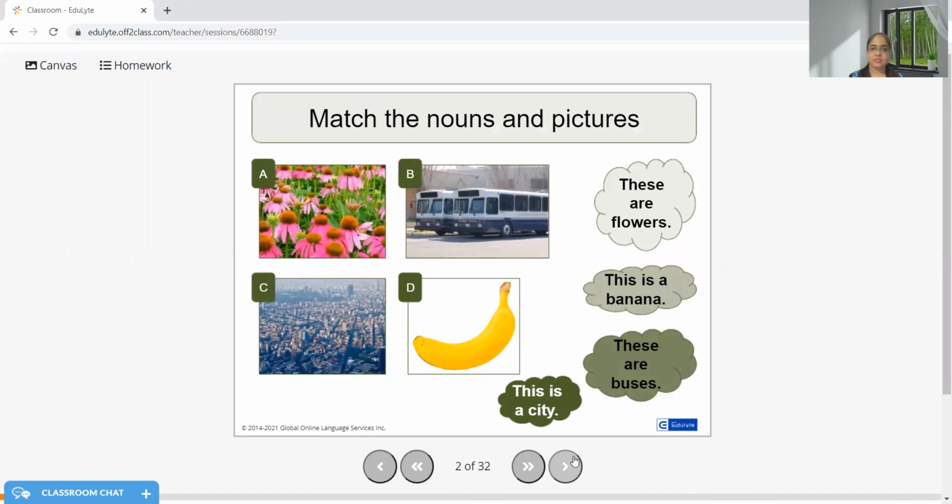These are flowers. This is a banana. These are buses. This is a city. Now, we need to be very careful that if we have plural, we are not using a or an before that, because as I mentioned in my previous video, a is used when we are referring to one particular object, which are consonants, and an is used where we are using vowels. We have nouns starting with vowels, and it is also referring to one particular object. So this is very logical.